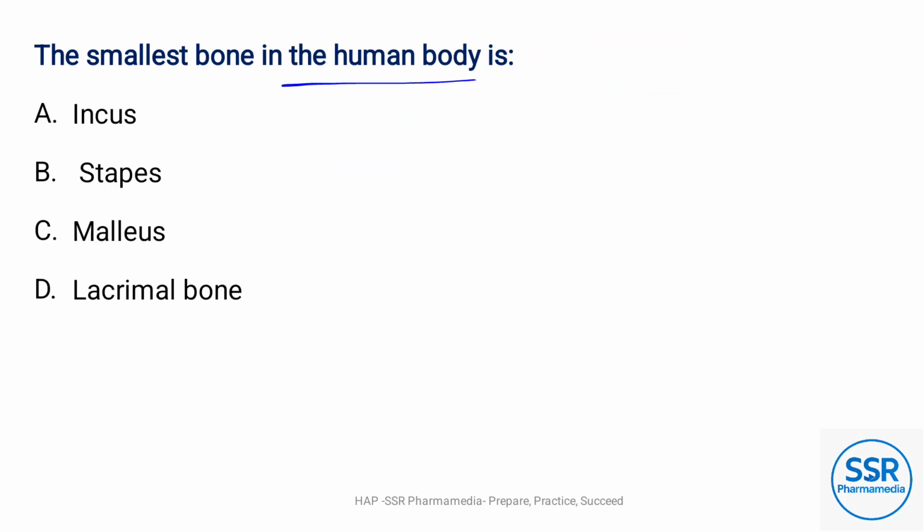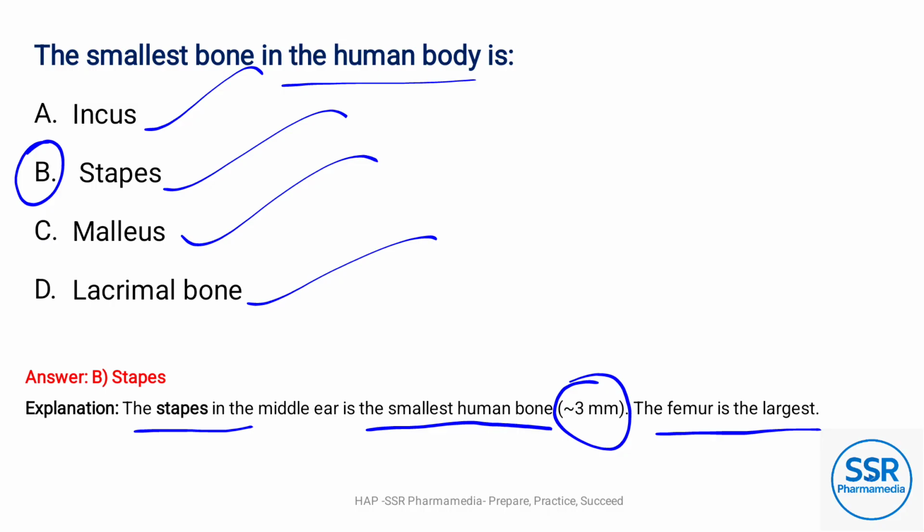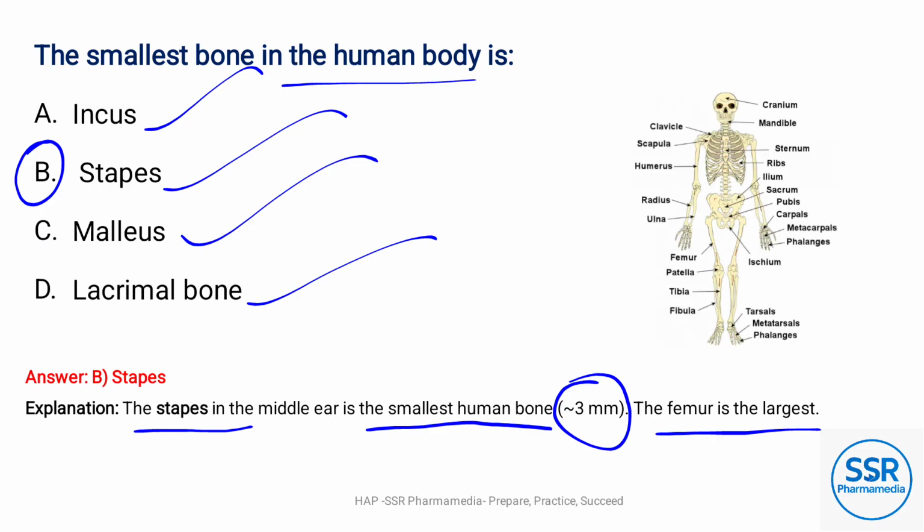The smallest bone in the human body is: option A, incus. Option B, stapes. Option C, malleus. Option D, cranial bone. So the answer is option B, stapes. The stapes in the middle ear is the smallest human bone, nearly 3 mm in size. The femur is the largest bone in the body, and the stapes, present in the ear, is the smallest bone.